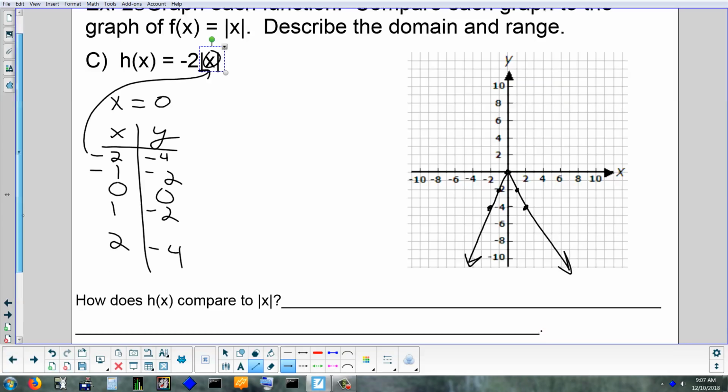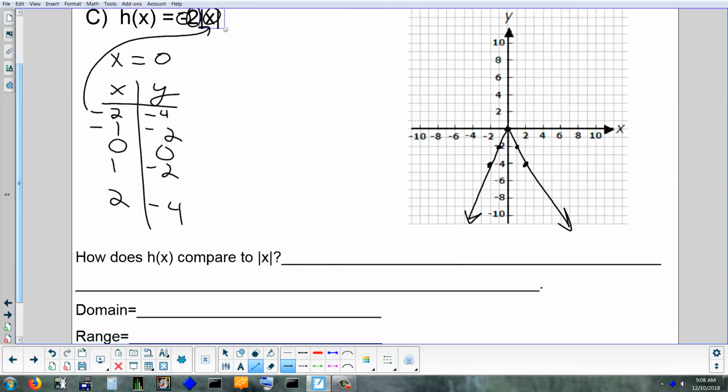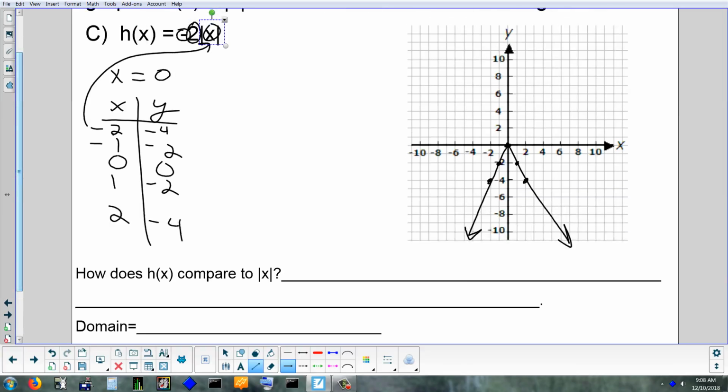So when we compare this one, there are two things happening: the 2 and the negative. Let's start with just the 2. You just did that on the last problem. What does a number in front do? Forget about the negative for now. Pretend it was just a 2.